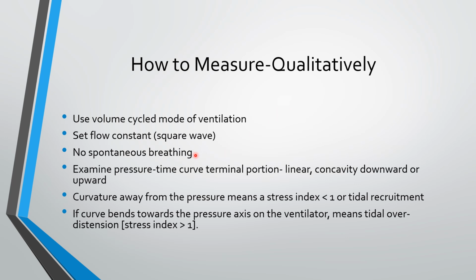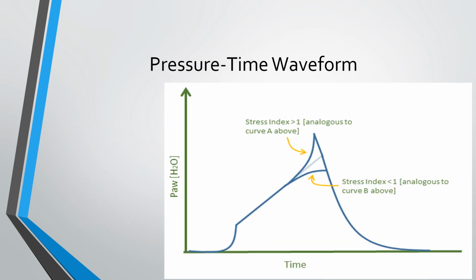During the tidal breath, the terminal portion of the pressure time curve is observed, whether it is linear or with upward concavity or downward concavity. A curvature away from the pressure axis, meaning the y-axis, means a stress index less than 1, or tidal recruitment is taking place. If the curve bends towards the pressure axis on the ventilator, it means tidal overdistension and stress index is more than 1.